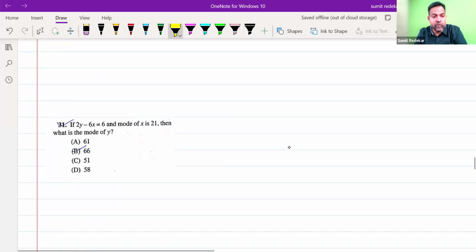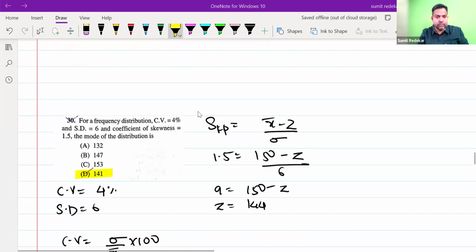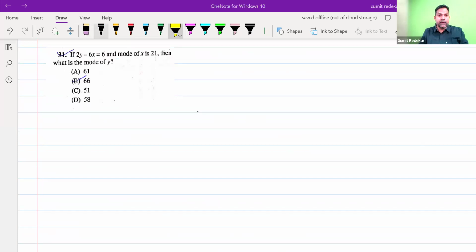Moving on to question number 31. What does the question say? Yes, D 141. What does the question say? The question says that if 2y minus 6x is 6, and the mode of x is 21, then what is the mode of y?